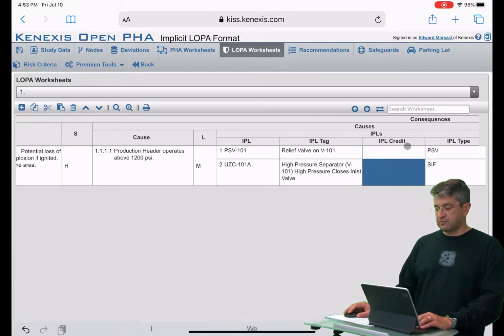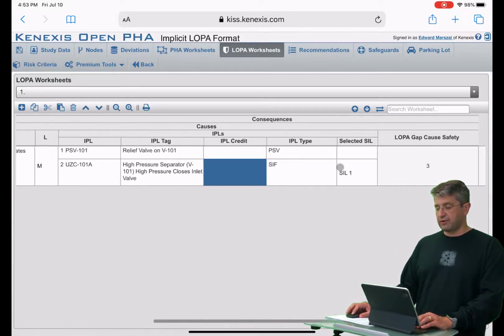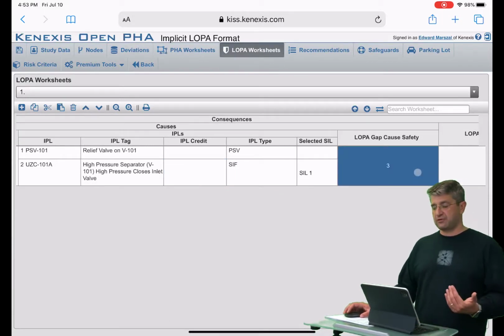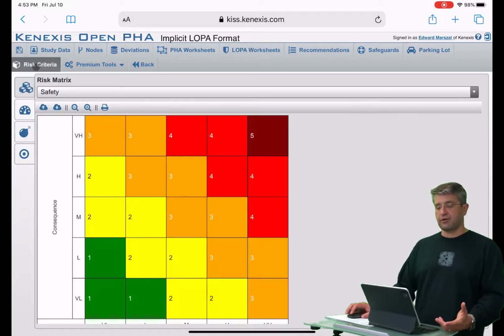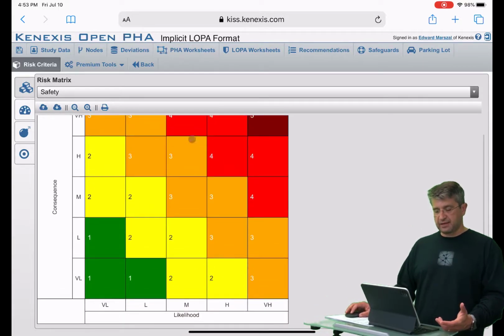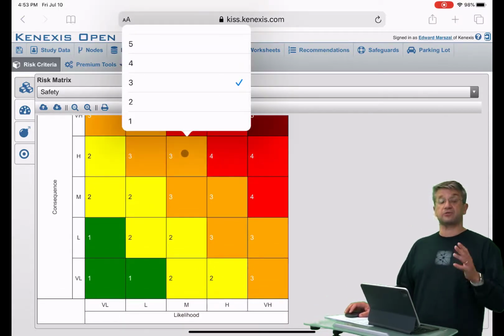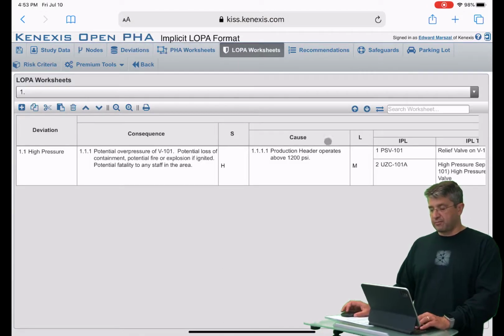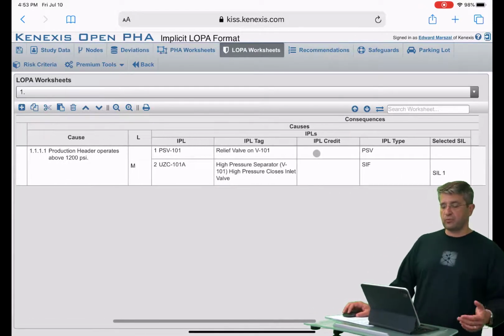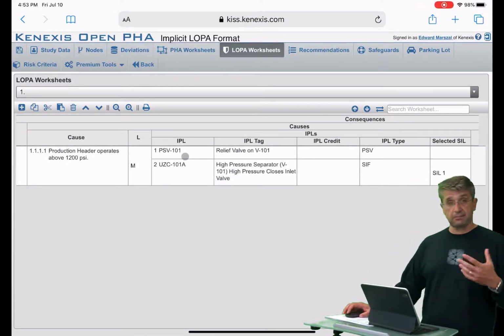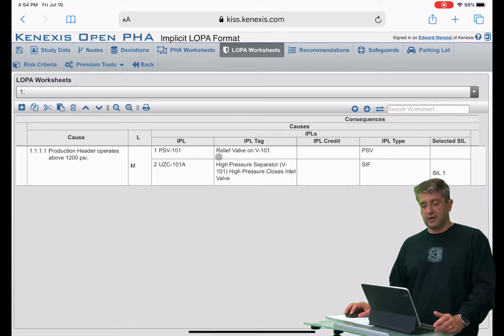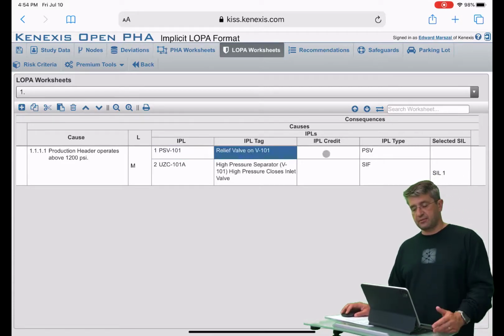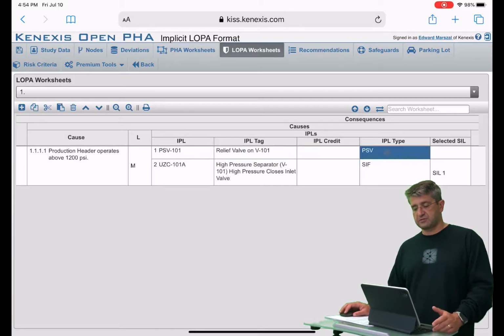Okay, so if I take those LOPA credits out, you'd see that this scenario requires 3 orders of magnitude of risk reduction. And again, where did that come from? I go to the risk tolerance criteria and I see a consequence of high and a likelihood of medium landing in this cell, which requires 3 orders of magnitude of risk reduction. Okay, so that's where the 3 came from, and then we list out our IPLs the same way we would in an explicit LOPA. IPL description, tag number, credits, types, so on.